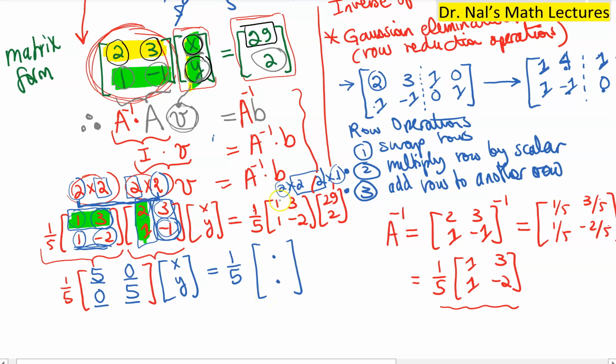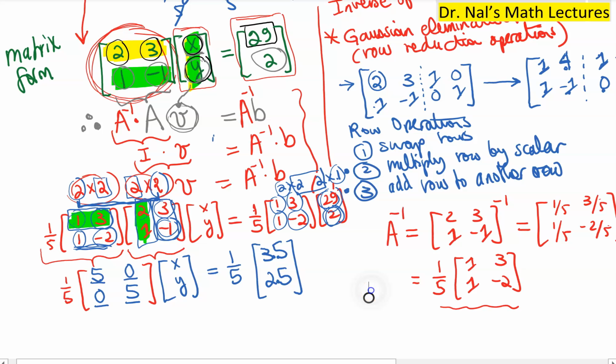All right, let's just do it. So 1 times 29 is 29. 3 times 2 is a 6. 29 plus 6 is a 35. And 1 times 29 is a 29. Minus 2 times 2 is a minus 4. 29 minus 4 is a 25.